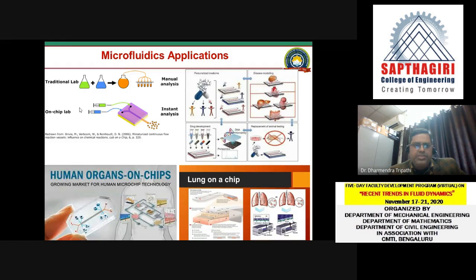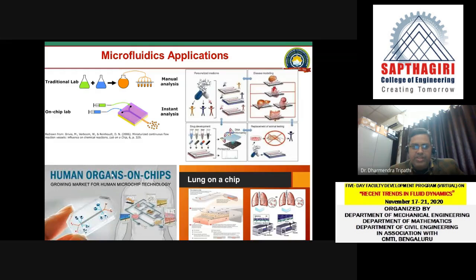But by using microfluidics devices, what is the advantage? One drop of the chemical or one drop of the liquid is required for diagnosis with some chemicals. It also gives very fast output, it will not take much time, and it saves time as well as the cost of the chemicals. So this is the advantage of new developments in fluid dynamics. So now people are working on microfluidics devices as well as microfluidics chips.